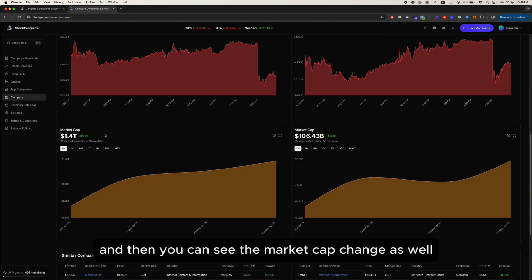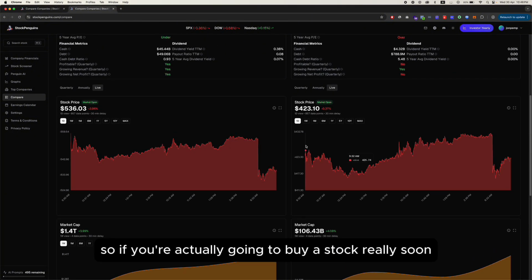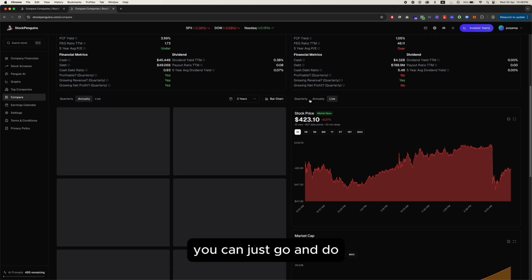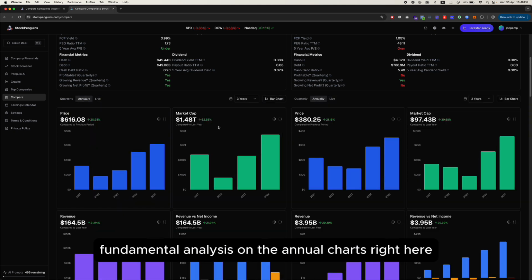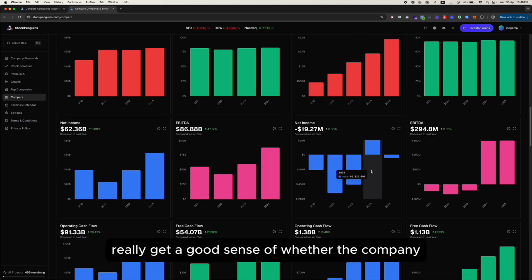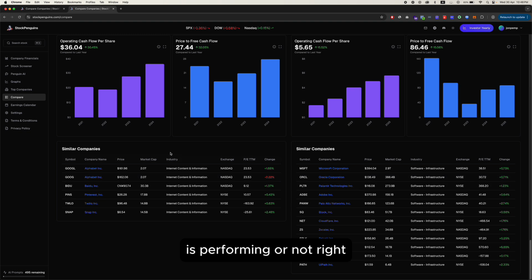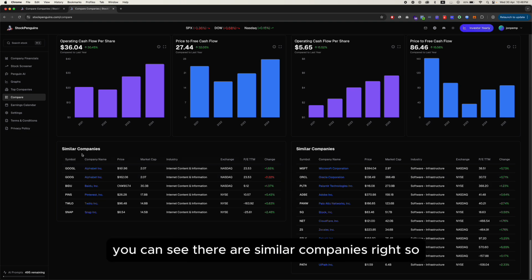And then you can see the market cap change as well. All right, so if you're actually going to buy a stock really soon, then probably you might want to use the live tab, right? If not, you can just go and do fundamental analysis on the annual charts right here. And you could really get a good sense of whether the company is performing or not. Right at the bottom right here, you can see there are similar companies, right?